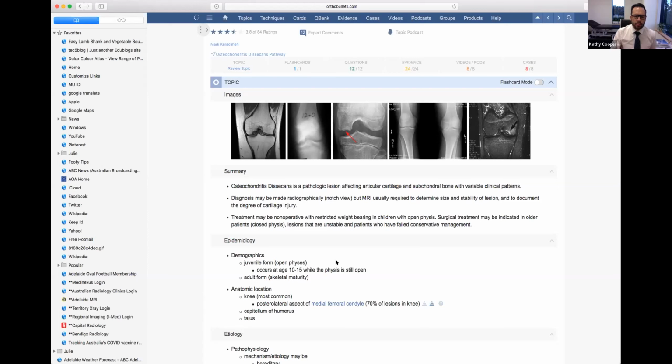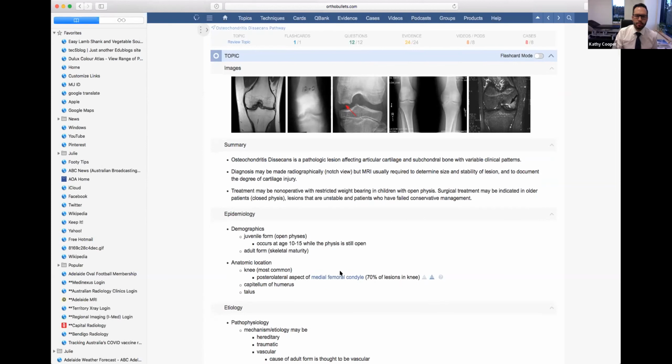So anatomically, we're just going to concentrate on the knee today. And the posterolateral aspect of the medial femoral condyle is where most of the lesions sit. And we'll go through some radiology in a tick looking at that.